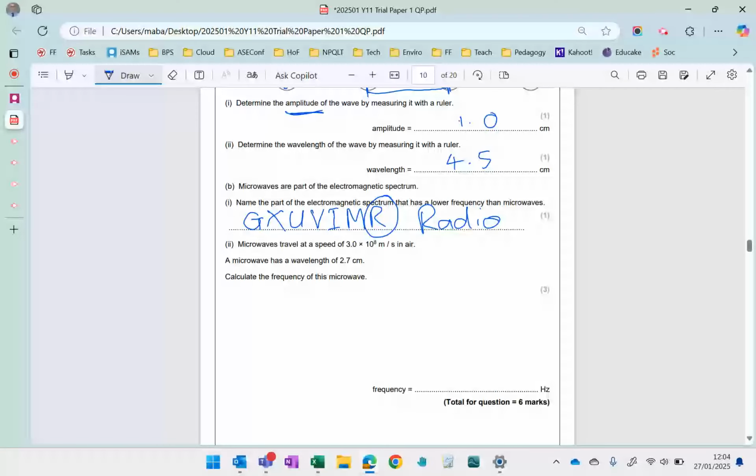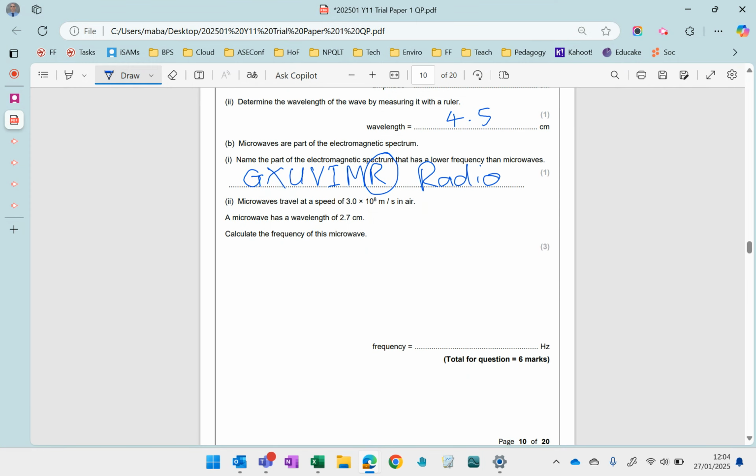They travel at a speed of 3 times 10 to the 8 in air, which shouldn't come as a surprise because that's the speed of light, and all parts of the electromagnetic spectrum travel at the speed of light. It's got a wavelength of 2.7 centimeters, so it's asking us to calculate the frequency, right? So it gives us speed, which is v. So this is the formula that we need, v equals f lambda, right?